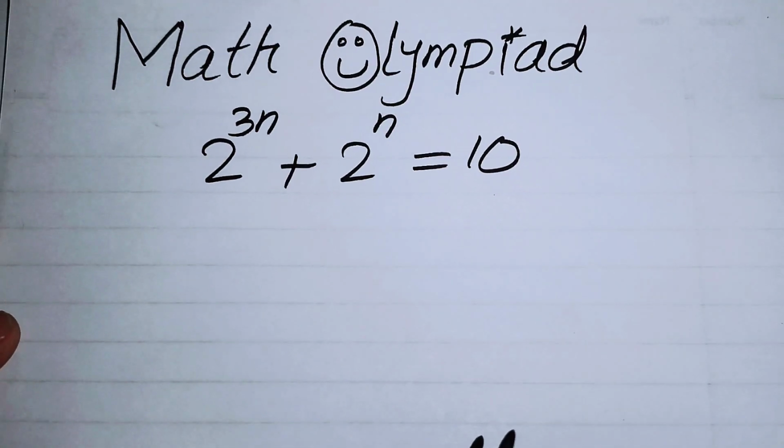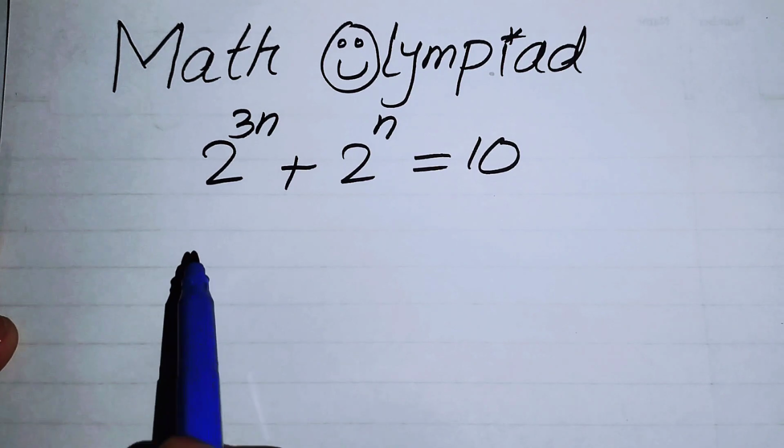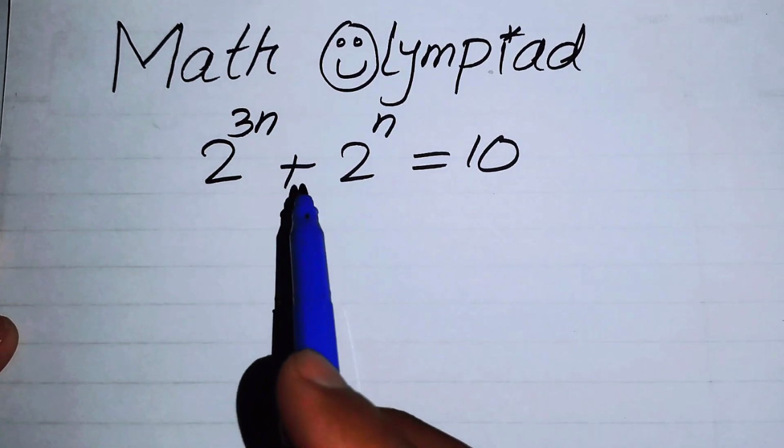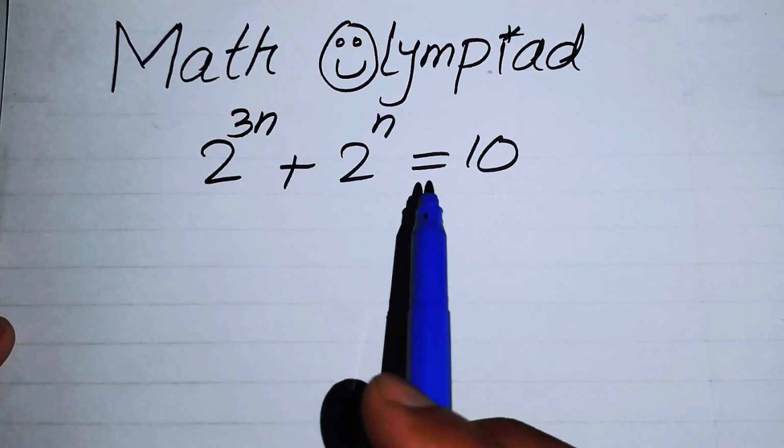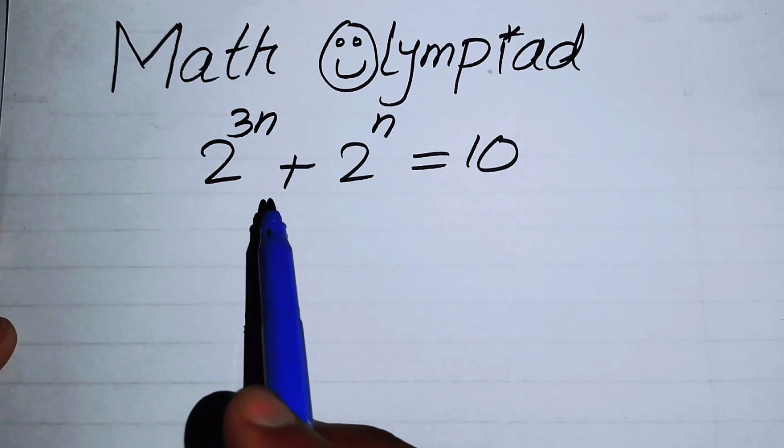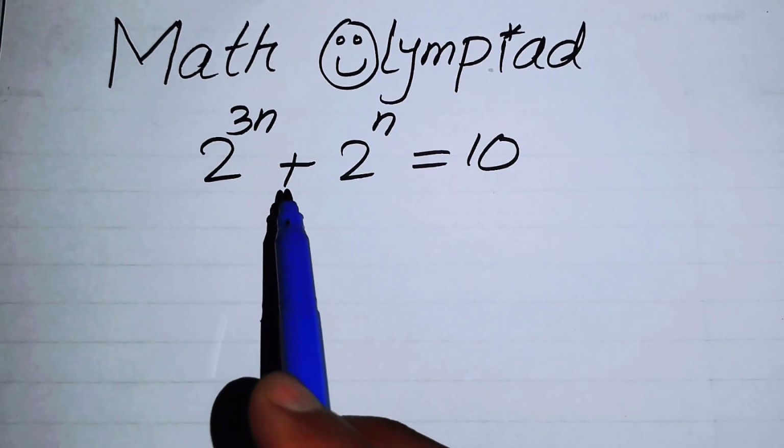In this video we are going to solve this nice algebra problem. Here we have 2 to the power of 3n plus 2 to the power of n is equal to 10, and we will solve this problem for the values of n.